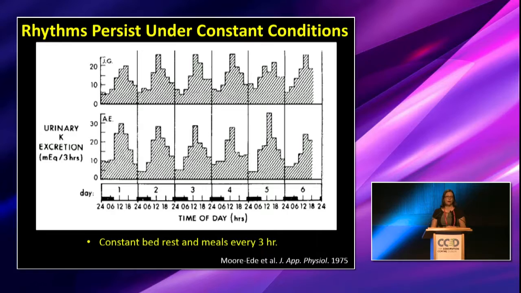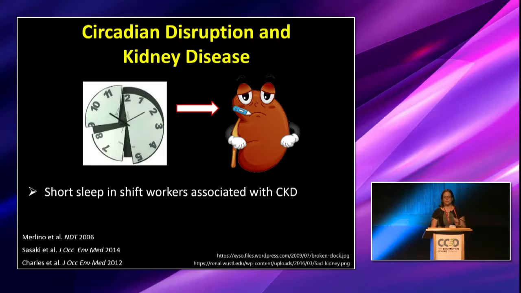In terms of why we should care about this, we can think about whether or not a broken clock leads to a sick or an unhappy kidney, and there is evidence to suggest this. In a couple of epidemiological studies, short sleep in shift workers, the combination of performing shift work outside of our normal light-dark cycle and also not getting enough sleep, was strongly associated with chronic kidney disease and decreased glomerular filtration rate.